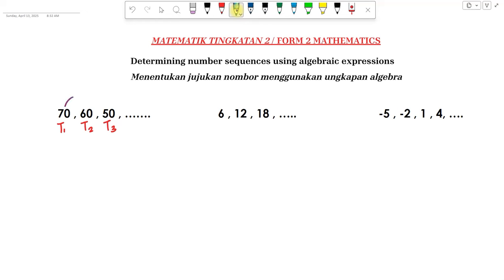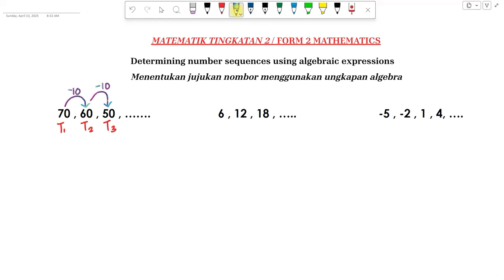So from 70, how do I get 60? Daripada 70 macam mana cikgu dapat 60? Kena tolak 10, betul tak? So from here to here also 60, how do I get 50? I have to subtract 10. So subtracting 10 is my pattern.